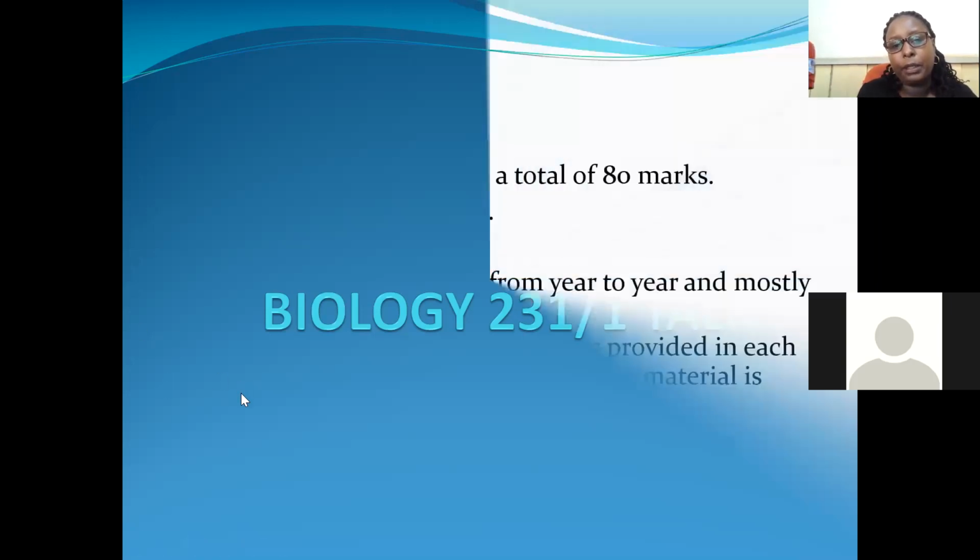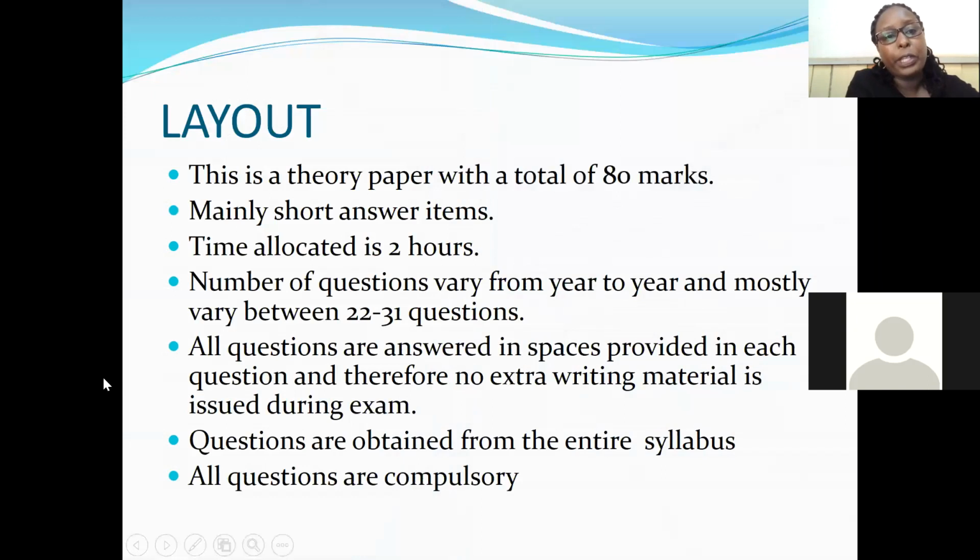To start us off, we're going to have the layout of the paper. Just a brief introduction. I'll tell you what the paper entails. Biology paper 1 is a theory paper with a total of 80 marks. And the questions are going to require mostly short answer items. In addition, the time allocated for the paper is 2 hours.